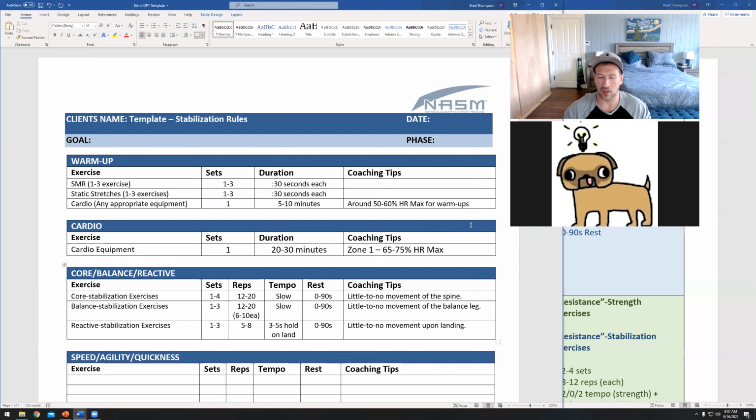And there we go. And that is the sort of movement prep rules that your client will have to follow in phase 1. So we'll just say this is like January 1st, 2021. Goal is stabilization endurance.